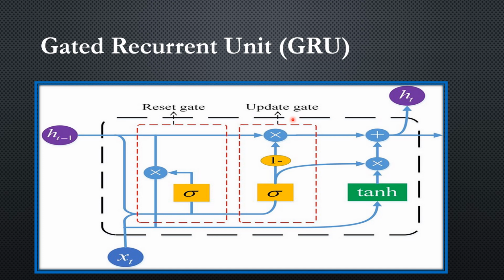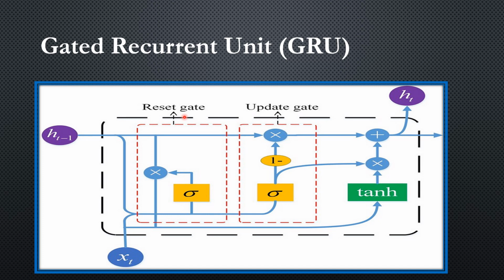Then we have the reset gate. Now this reset gate determines how much of the previous memory cell value should be forgotten and replaced with the new information. So this reset gate acts like a reset button which helps the network focus on the most important information. Then we have the memory cell. The memory cell is the brain of the gated recurrent unit, storing important information about the sequence.